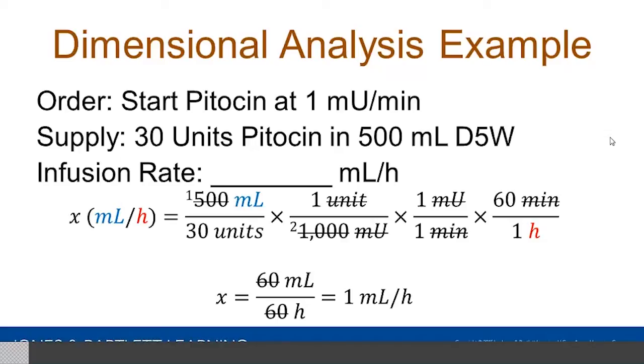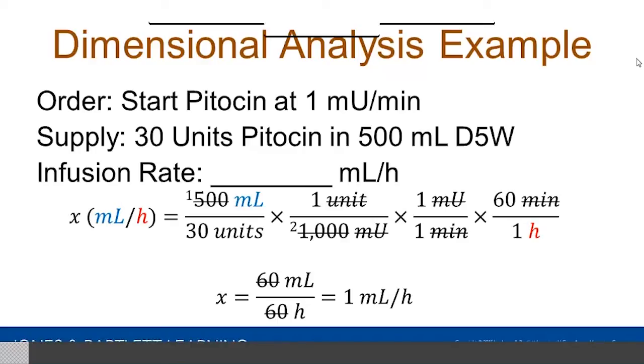Since the answer needs to be in milliliters per hour, we start with a factor that contains milliliters as the numerator, and we end with a factor that has hours as the denominator. So if we start with 500 milliliters over 30 units, we know that the next factor has to have units in the numerator. So we know that 1 unit contains 1,000 milliunits. So that's our next factor.